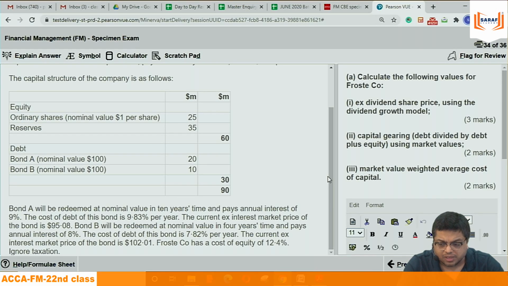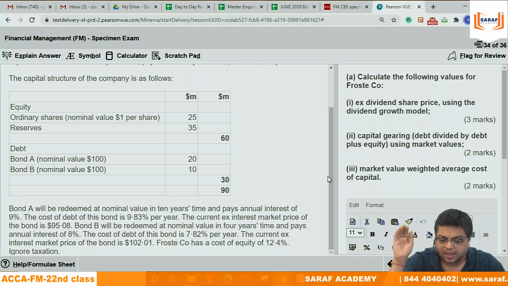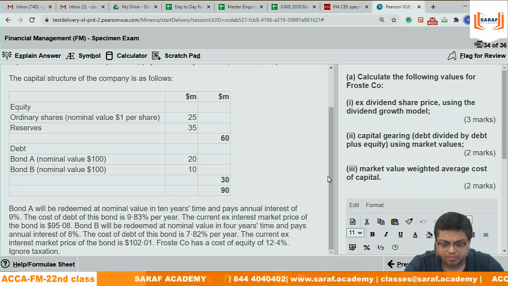If I am taking 100 from somebody, I am paying that person 100 after 1 year, and I am paying 9%. If I am taking 100 today, I will pay 9 in the first year, 9 in the second year, 9 in the third year. And in that third year I am paying 100. It's still 9%. Why are they saying 9.83%?